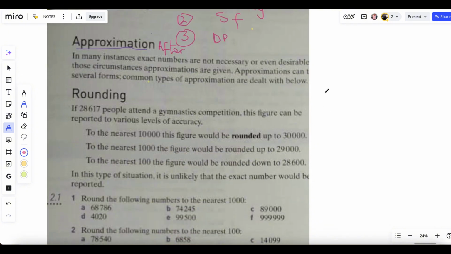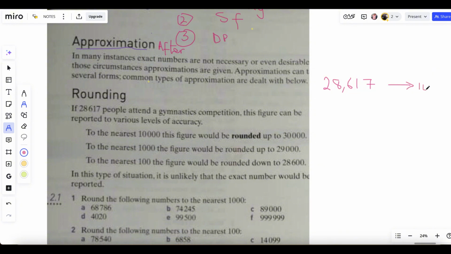Now in rounding, for example, we round a number to the nearest 10. We can round the number to nearest 10, nearest 100, nearest 1,000, nearest 10,000, nearest 100,000, and so on. It depends on the examiner how he wants us to round the given number. For example, we're given this number, 28,617, and they want us to round it to the nearest 10.